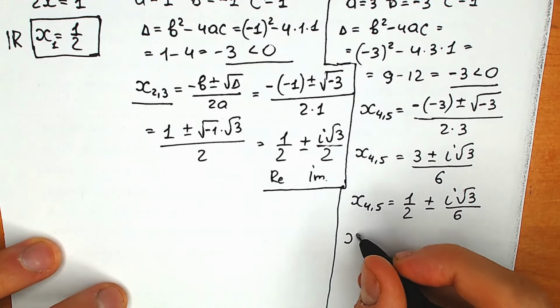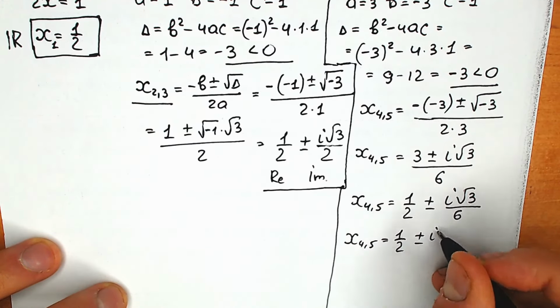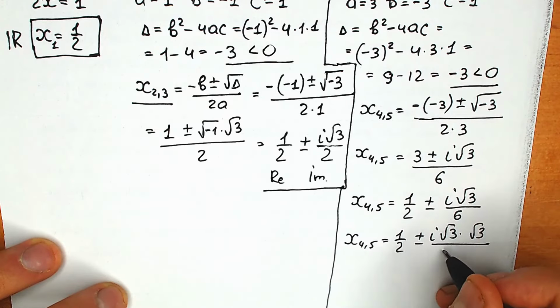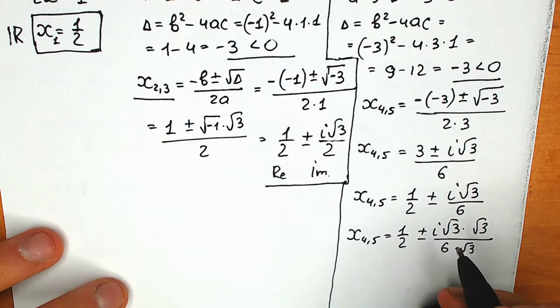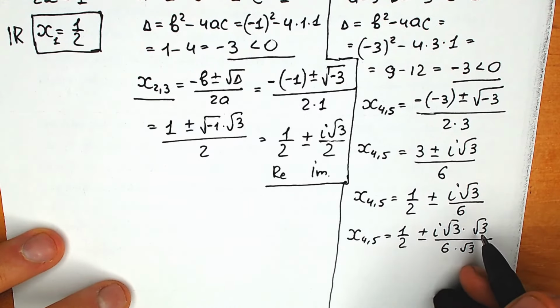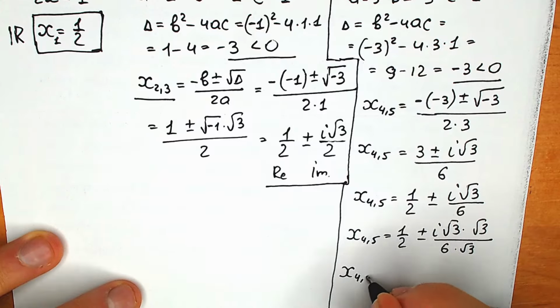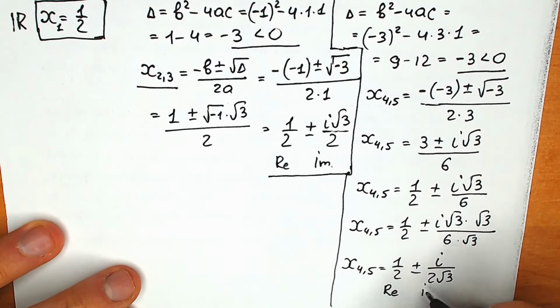So we have x fourth and fifth equal to 1/2 plus minus i square root of 3. I'm going to multiply it by square root of 3 right here, and we're going to divide it by 6 times square root of 3. Okay, I'm going to do it like that. Square root of 3 times square root of 3 equal to 3. And 3 we can cancel with this 6, so we have only 2 in our denominator. So our x fourth and fifth equal to 1/2 plus minus i over 2 square root of 3. And this is our real part. Right here, this is our imaginary part.